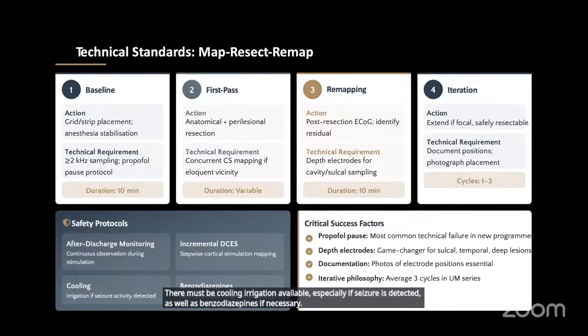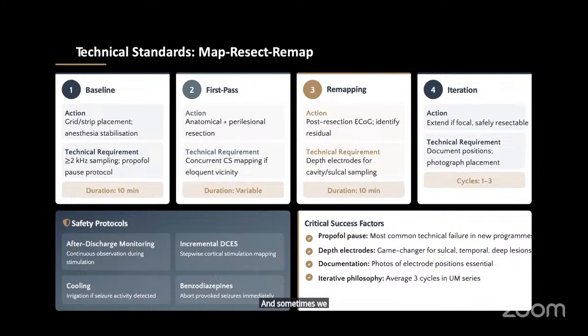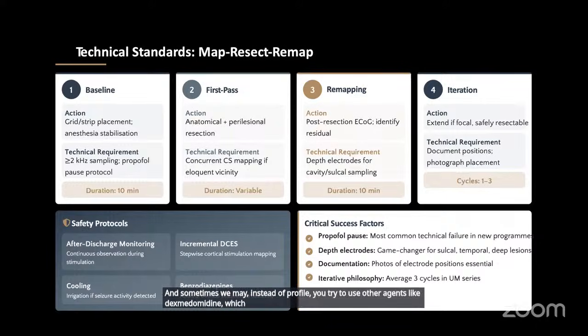There are certain critical success factors, including the propofol pause protocol. This is probably the most important reason why this technique does not work: propofol is not paused early enough. And sometimes, instead of propofol, you may try to use other agents like dexmedetomidine, which is actually better in these cases because you can turn it off very quickly.